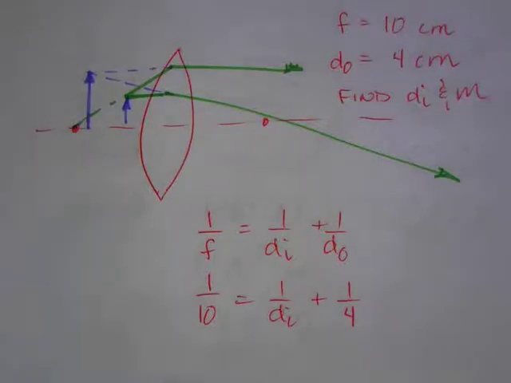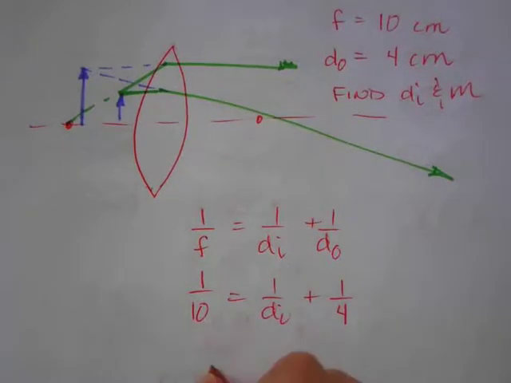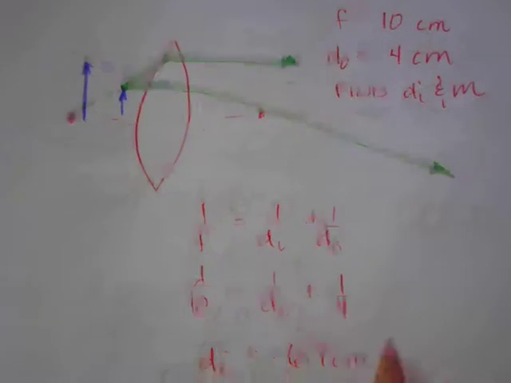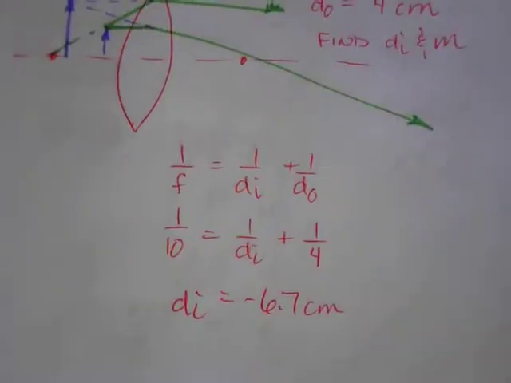Yes, that is correct. Yep, that's correct. I got 6.7 if we use 2 sig figs. Negative 6.7. That's fine. That's fine.